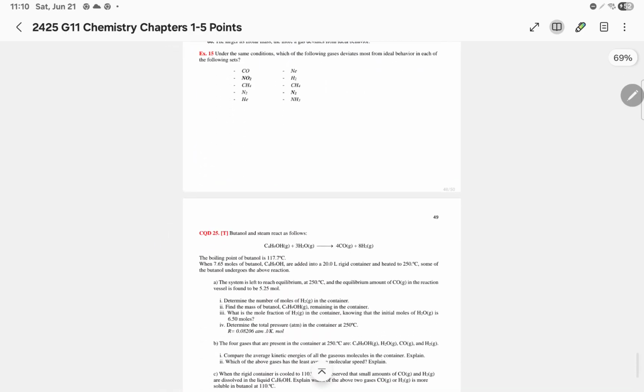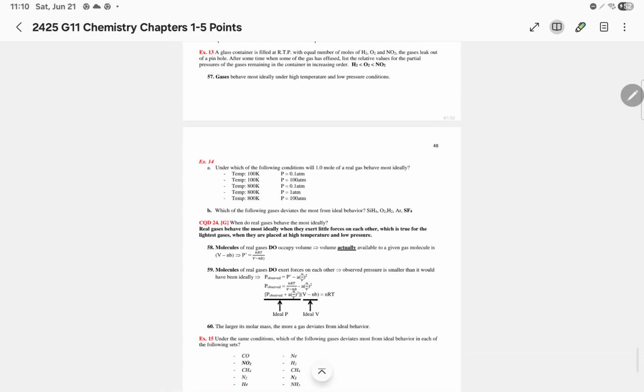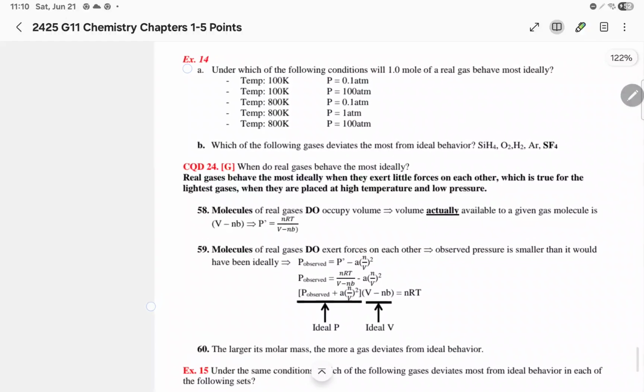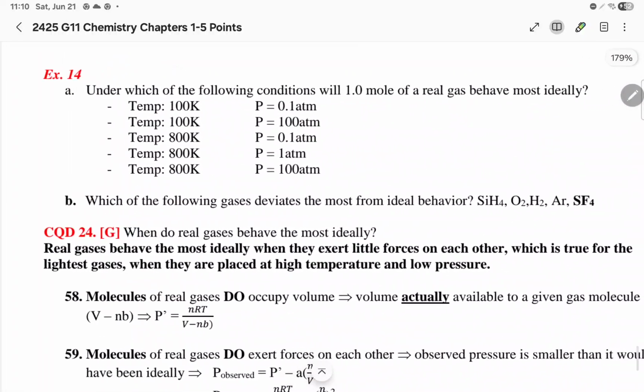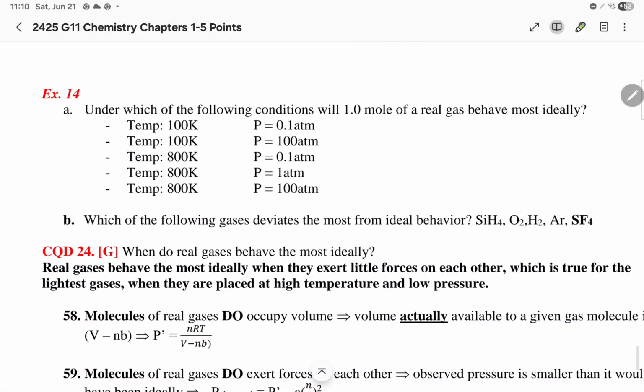Now, we're on page 48, 2 pages left, thankfully. Under which of the following conditions will 1 mole of a real gas behave most ideally? We're going to remove these because we need higher temperature. And so it's most likely high temperature. We need high temperature, low pressure. So this one is the answer.